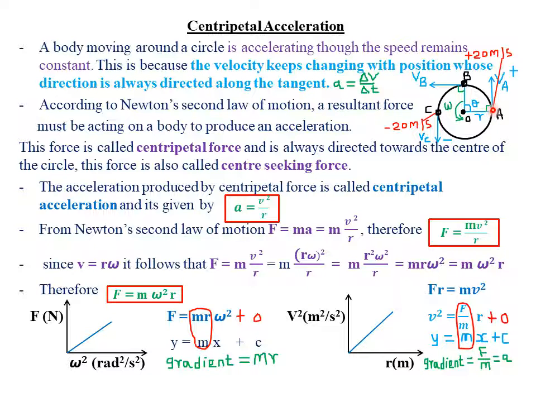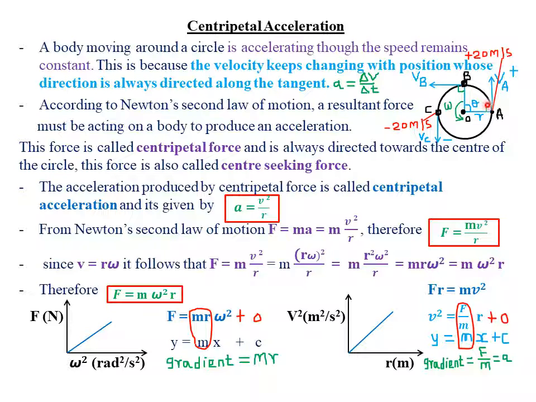If the body is moving at point A upward, the velocity is directed upward. So if we take the upward direction to be positive and the downward direction to be negative, and the body is moving at a uniform speed of 20 meters per second, it simply means that the velocity of the body at point A will be positive 20 meters per second. The reason being, velocity is a vector quantity, therefore we must look at both the magnitude and its direction.